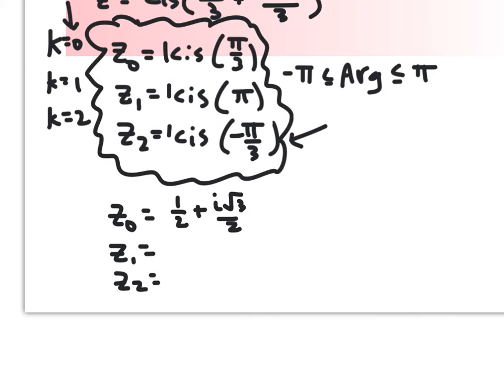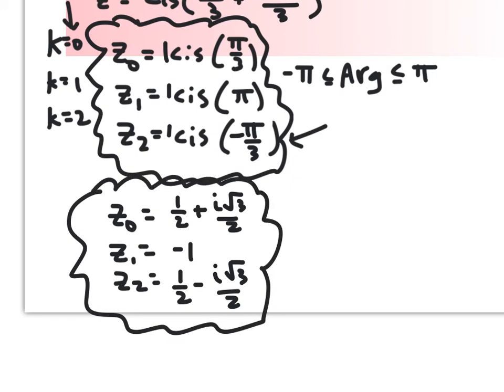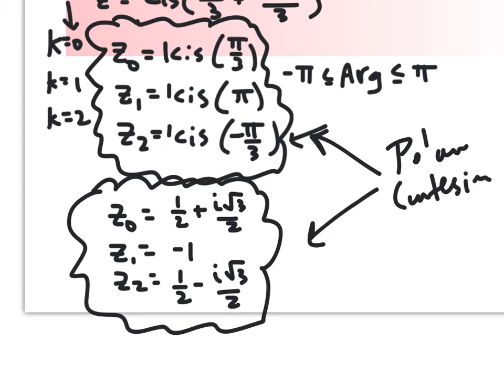Then I would have z1 equals -1, right? And then I'd have z2 equals, that would be 1/2 minus i root 3 over 2. Okay, so those would be the Cartesian roots of -1. Okay, cool. So that's just an overview on how to find the roots in both polar and Cartesian. All right, let's keep moving.